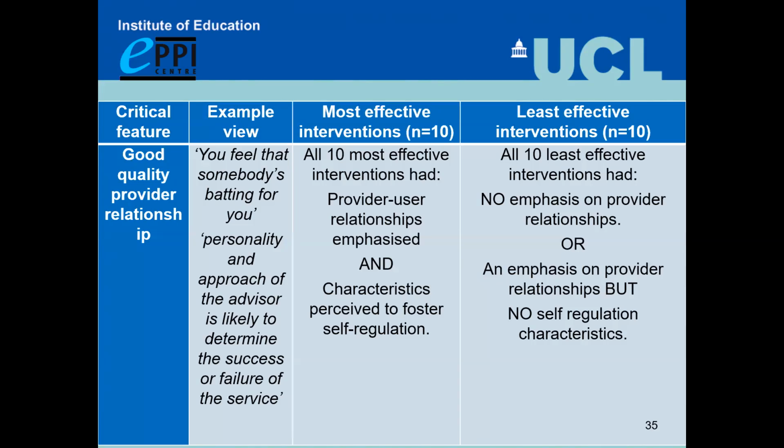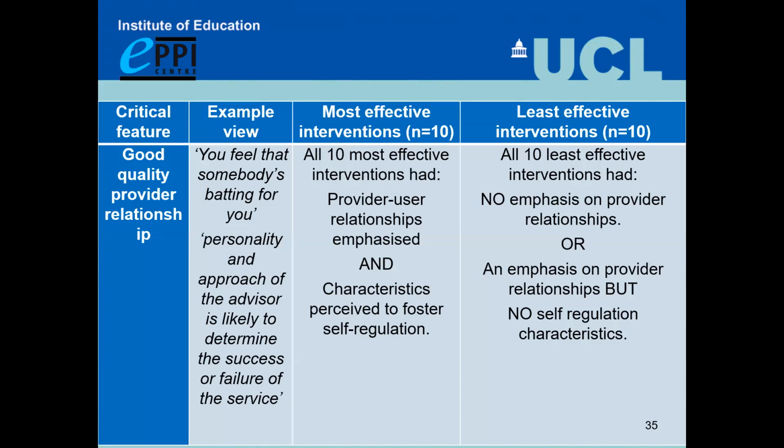And then we compared in the next column the 10 most effective interventions, and we found that all of those interventions had both an emphasis or an opportunity to develop those provider-user relationships and characteristics perceived to foster self-regulation. And on the other end of the spectrum, we had the least effective interventions, and all 10 of those either had no emphasis on provider-user relationships, or they had some emphasis on that, but no emphasis on the components of an intervention that help to develop self-regulation for long-term outcomes.